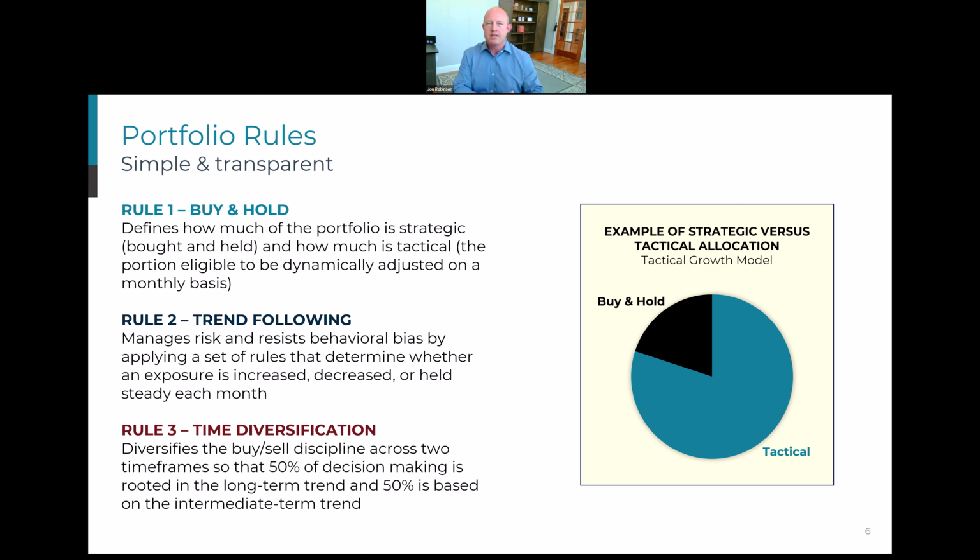On the long-term side, it's the same moving average calculation. We're just using longer term averages. So we've got a 50-day and a 200-day. Again, measuring that daily, reacting monthly. So if the 50 is above the 200, we'll define that as a long-term uptrend. 50 below the 200, we define that as a long-term downtrend. Straightforward.